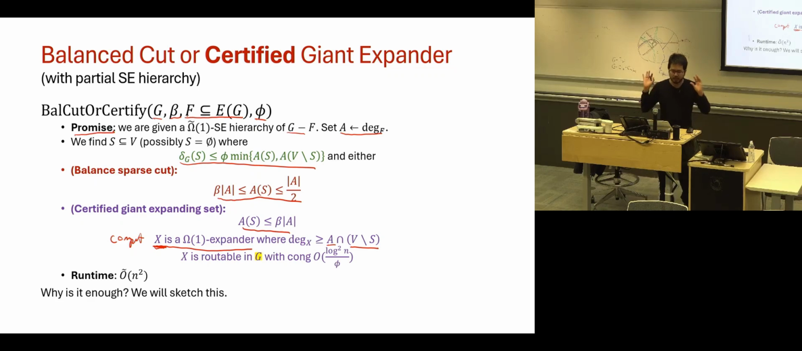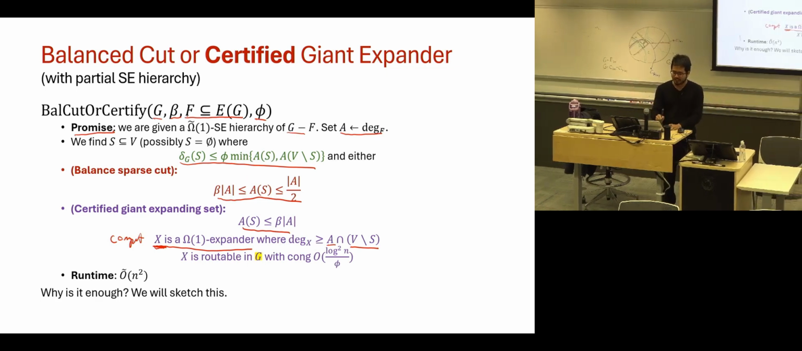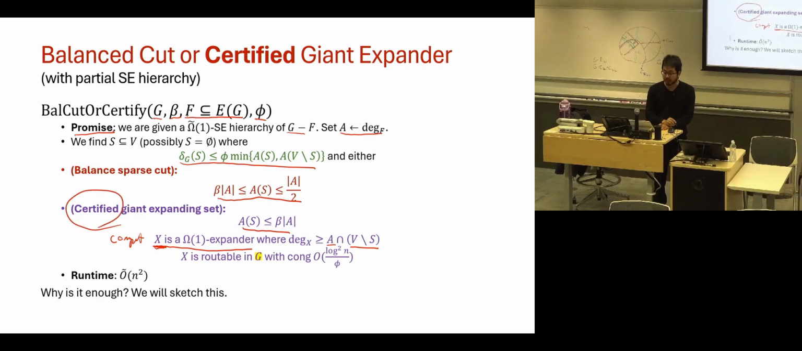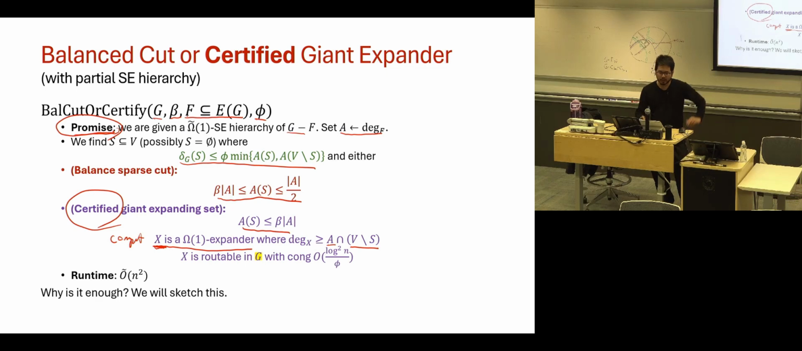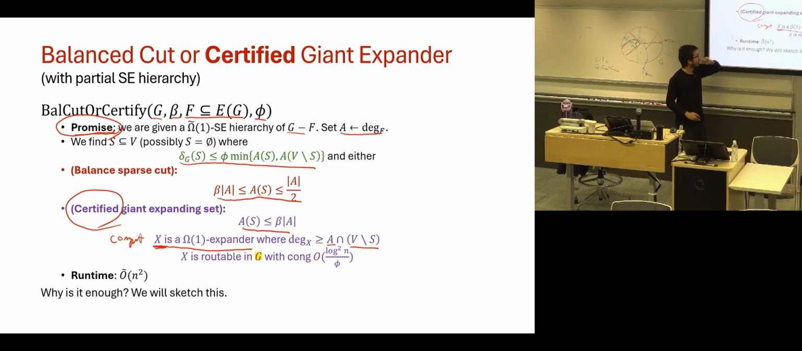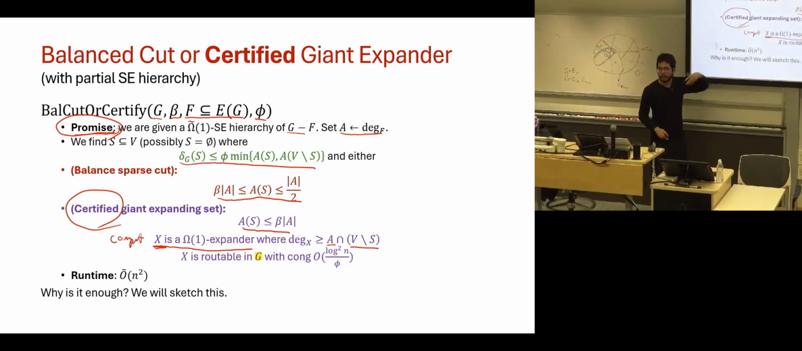Okay, so the way you think about this is just a balanced sparse cut or a giant expanding set, but you have a certificate of expansion, and I have this promise. That's what this is about. Now I claim that if I have this subroutine, which we will prove next class, then you're done. You can build the SE hierarchy fast.